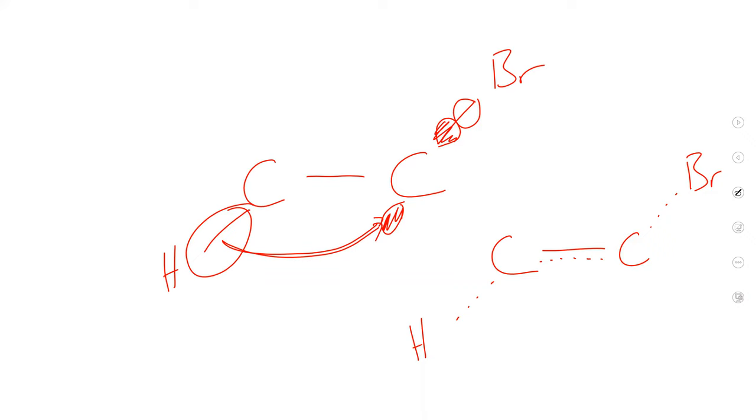And you can't do that if this hydrogen is 90 degrees. If this hydrogen is 90 degrees, then the antibonding orbitals don't line up where the pi bond is supposed to be. You can't get those electrons moving from one orbital to another.